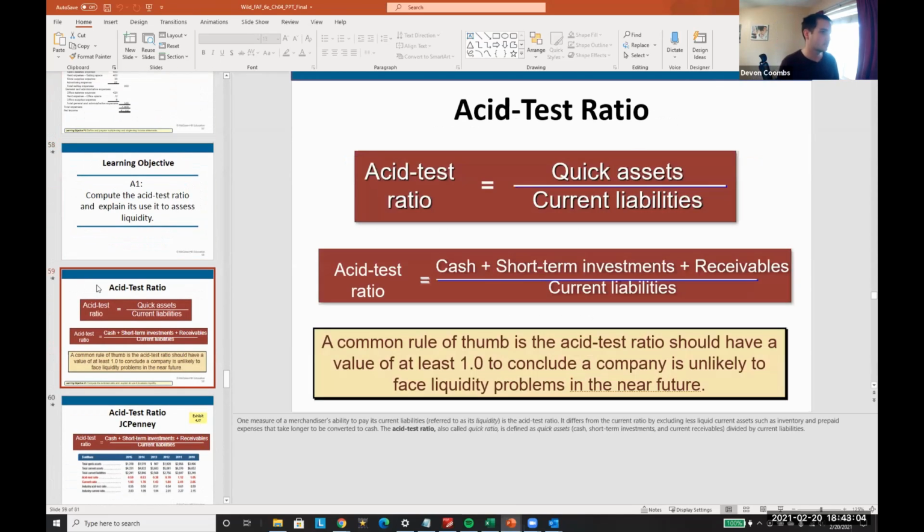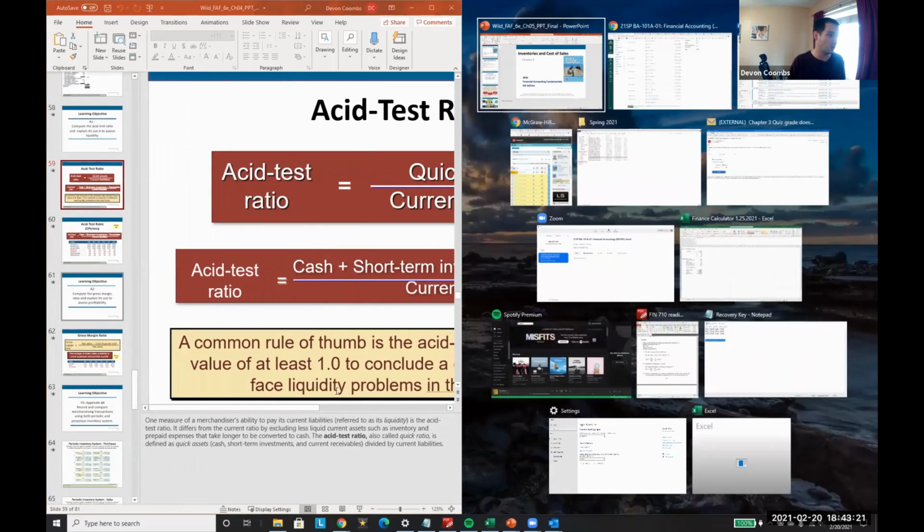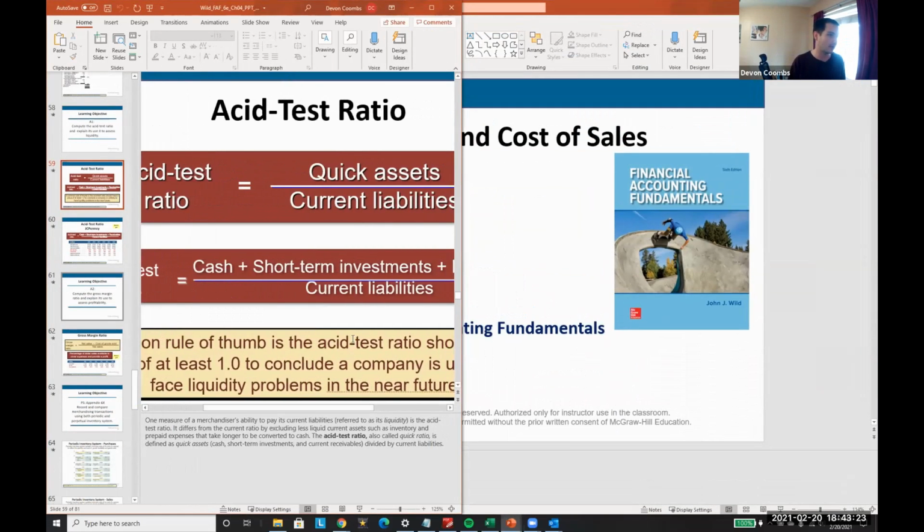Okay. So the acid test ratio. We might want to know, how likely is a company able to pay for its short-term debts? Its immediate debts. We use the ratio called the acid test ratio, which is known as the quick assets divided by current liabilities.